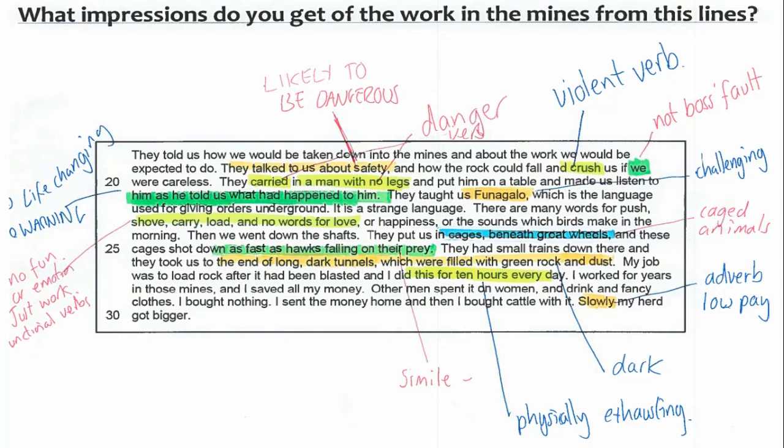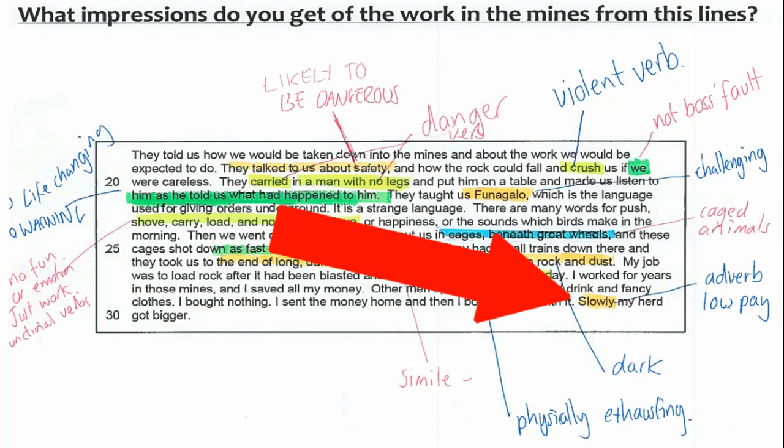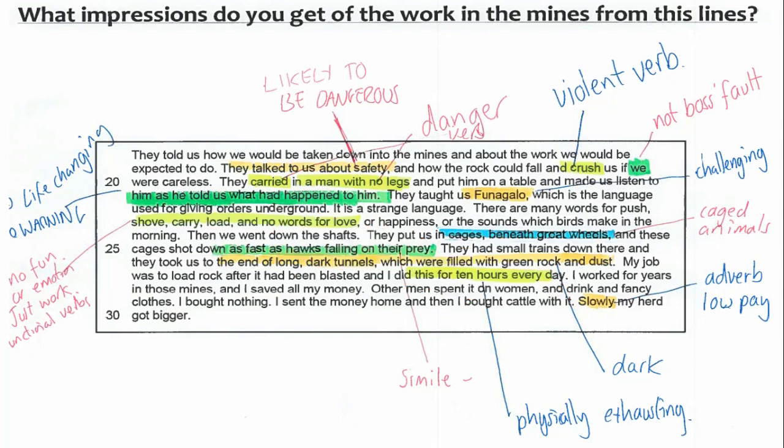So it doesn't just say 5 days a week, it says every, so the adjective every suggests that it was 7 days a week with no time off. And then I would say the last thing we can talk about is that he says he saved all his money, but only slowly. So the adverb slowly suggests that it was a very low paid job.